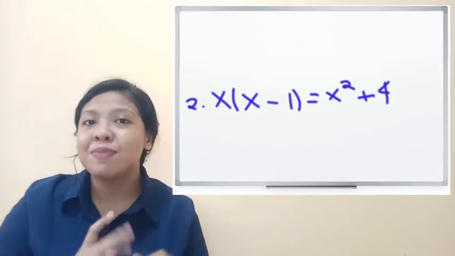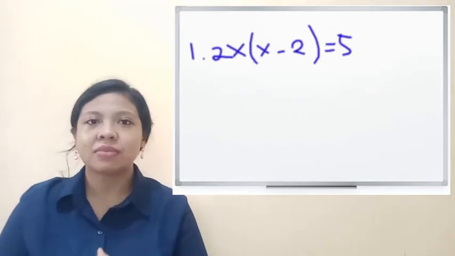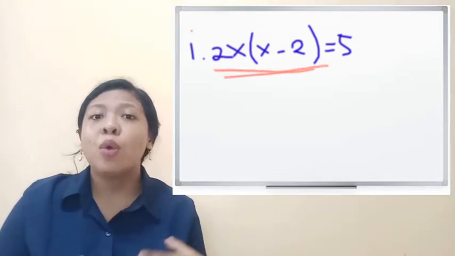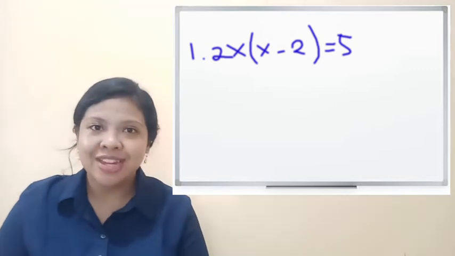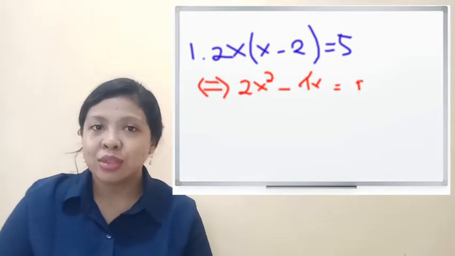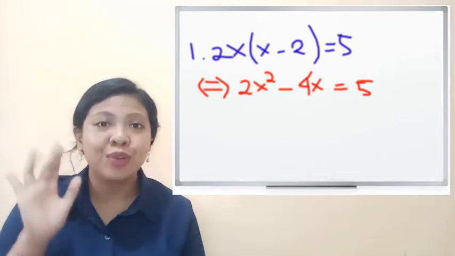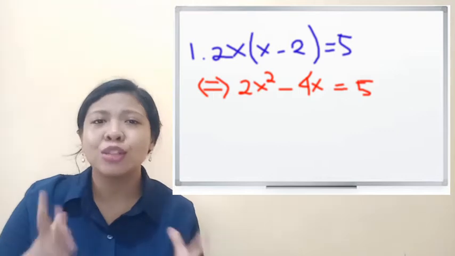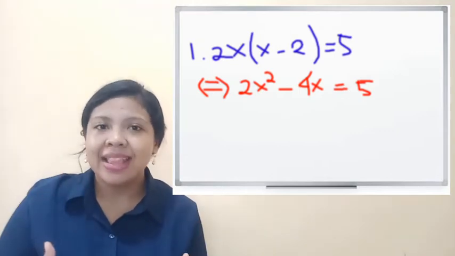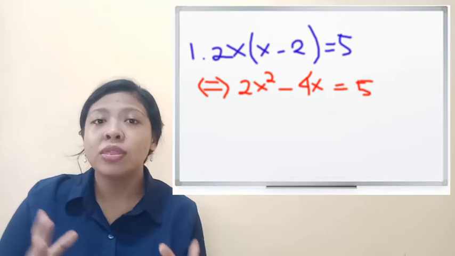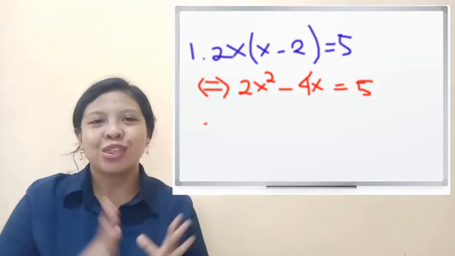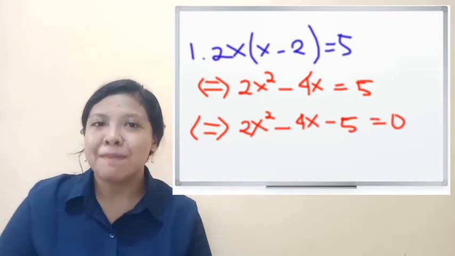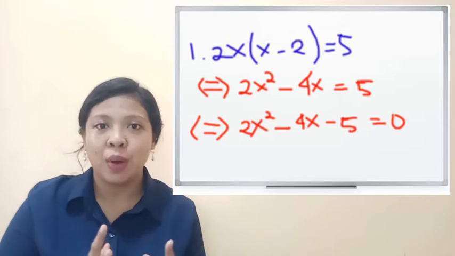So, let's start to simplify the first equation. We start from the left side of the equation. We will do a scalar multiplication and it will be 2x squared minus 4x is equal to 5. To make the right side of this equation equal to 0, we will add minus 5 on both sides of this equation. So, it will be 2x squared minus 4x minus 5 is equal to 0.